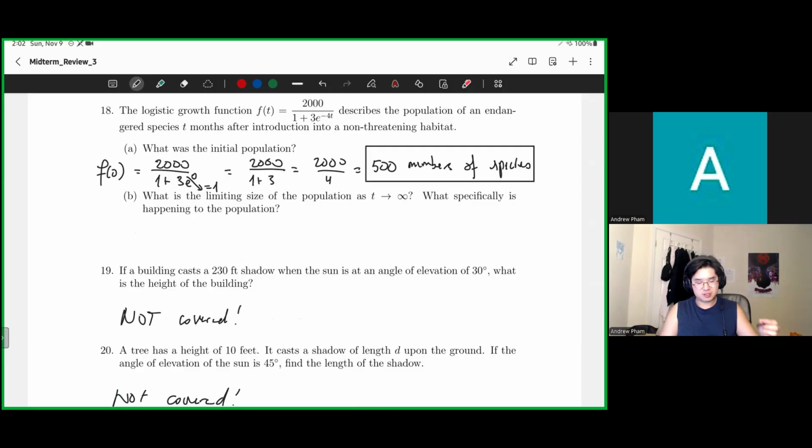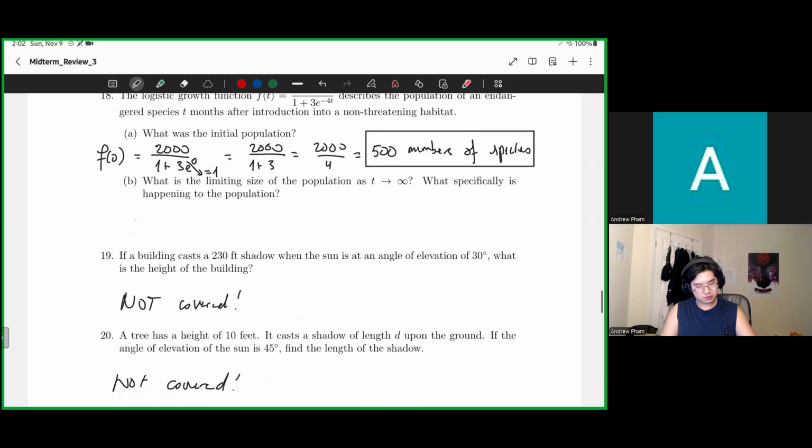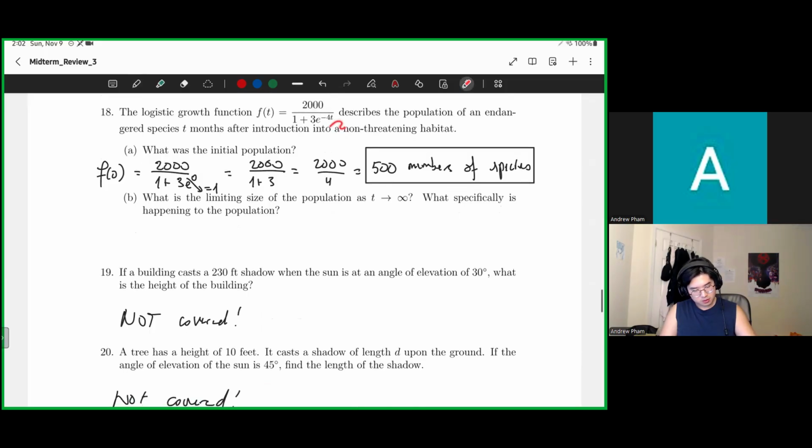And then what is the limiting size of the population as t grows to infinity? As in, if you look at this quantity right here, what happens as t grows to infinity? Well, we know that e to the minus 4t is equal to 1 over e to the 4t, right? So as t gets larger, the number in the denominator grows larger. It goes really big.